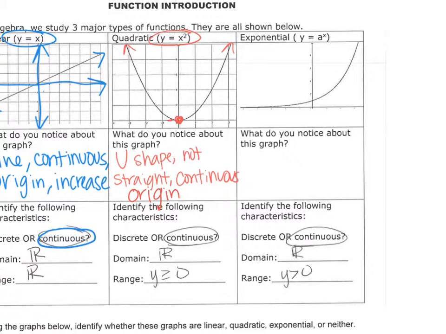My domain, my x's go everywhere to the left, everywhere to the right, and they're going to keep going forever and ever and ever. So my domain is all reals. And for my range, my y's go all the way up, but they stop at 0. So my y's are everything greater than or equal to 0. It could also equal 0 as well.